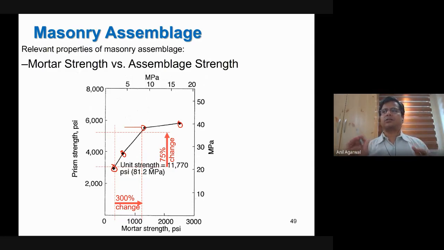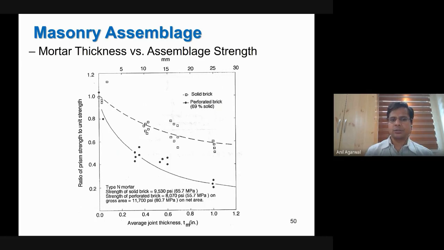They only changed the strength of mortar. So the bricks are the same, the thickness of the mortar is the same. The only thing that changed between these 4 experiments was the strength of mortar. And here what you see is that even for a very large change in the mortar strength, you don't get a very significant change in the assembly strength. For a 300% change in mortar strength, you get about a 75% change in the prism strength, which is a very, very relatively low return, right? So that's why we can conclude that mortar strength does not really significantly affect the assembly strength.